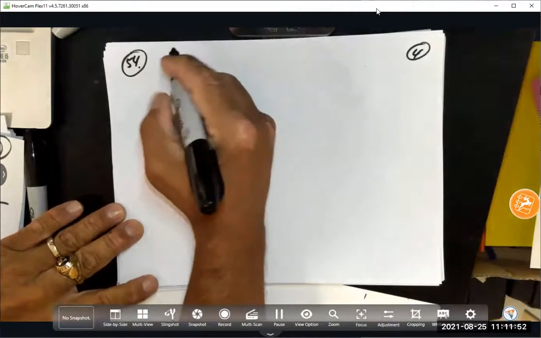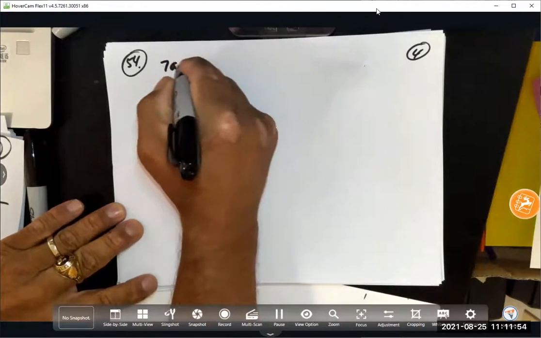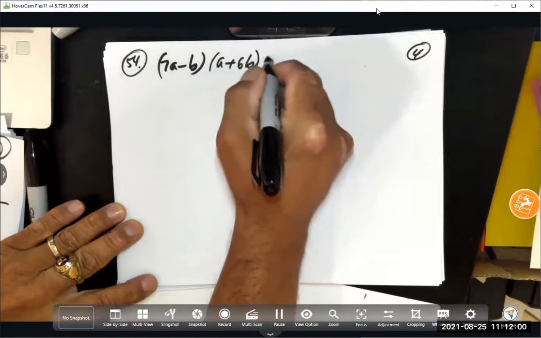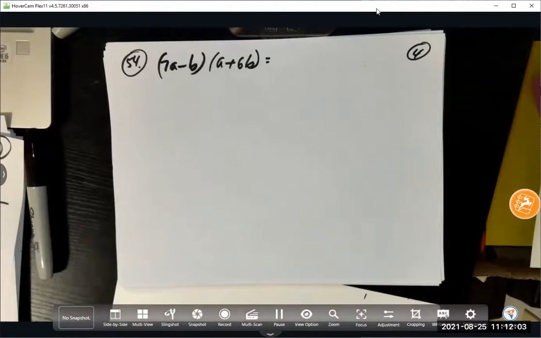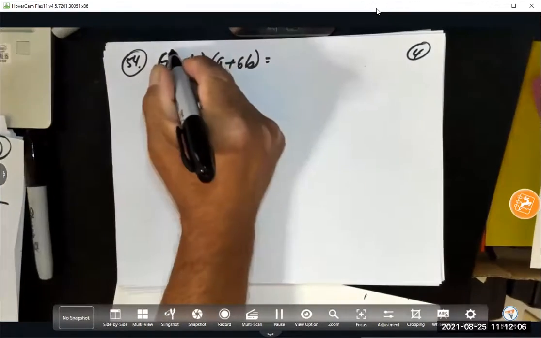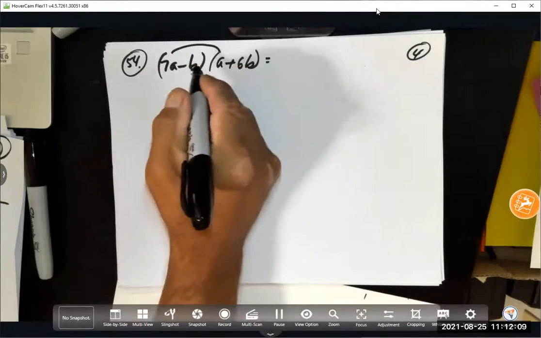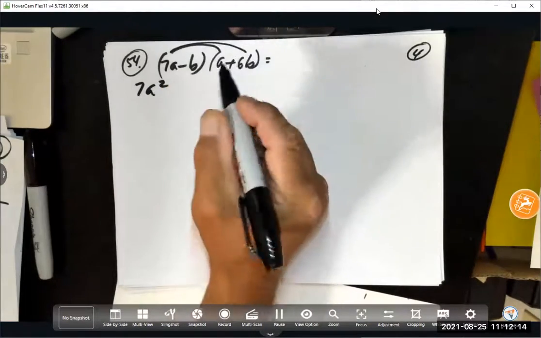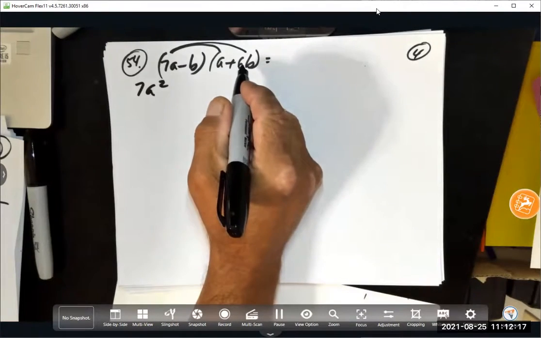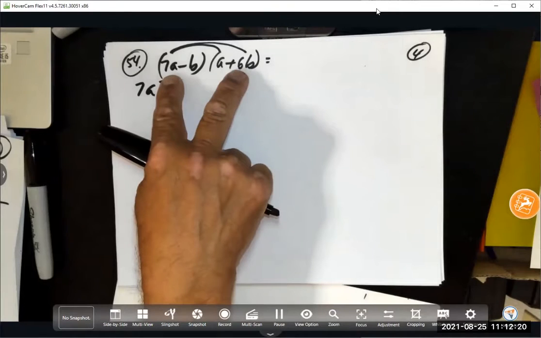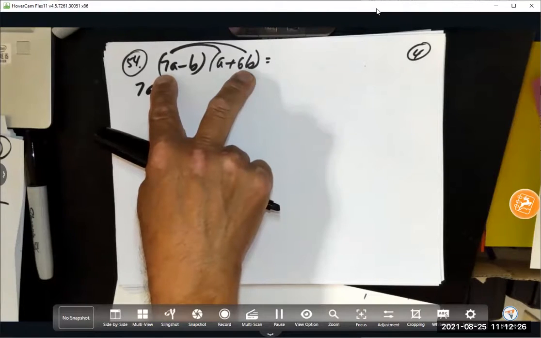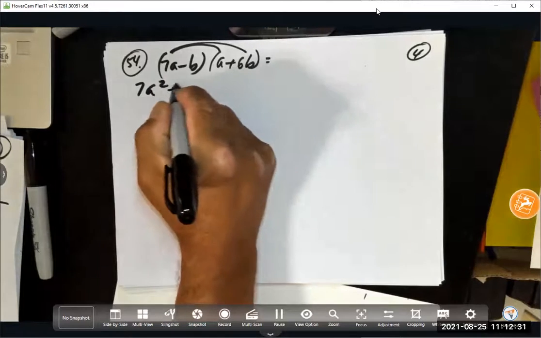7a minus b times a plus 6b. There you go. So I'm going to apply the first two numbers together. 7a times a is how much? 7a squared. And 7a times 6b. What's 7 times 6? Pick a number. It's 42. 42. Okay, 42 then.